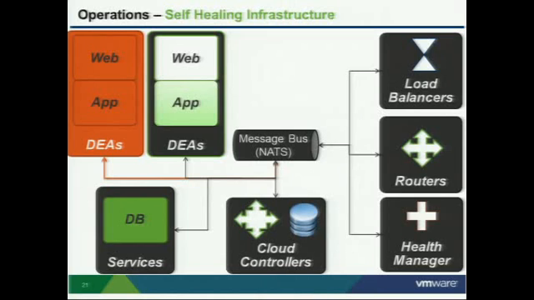So yeah, here's a picture showing that if this DEA goes away, and you spawn up another one, it automatically connects to the message bus, announcing itself, saying, hey, I'm a new execution agent. And once the cloud controller says, hey, I need someone to run a new application for me, he'll respond and say, hey, yeah, I can do that.